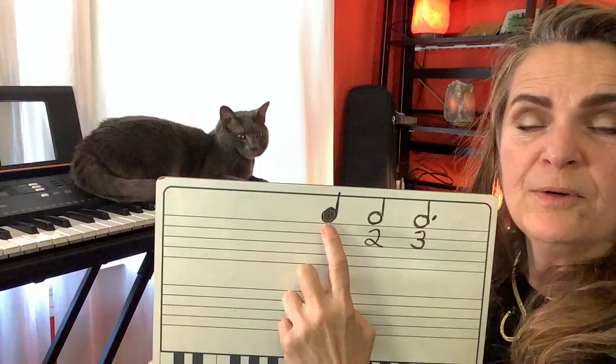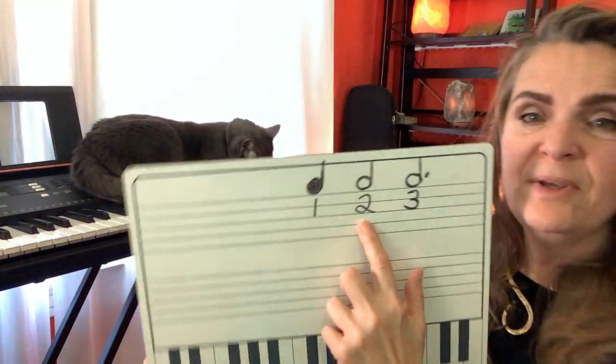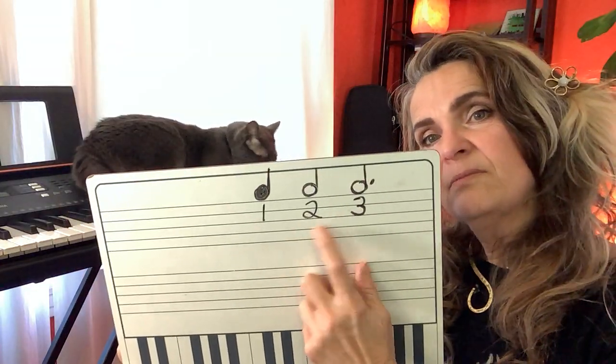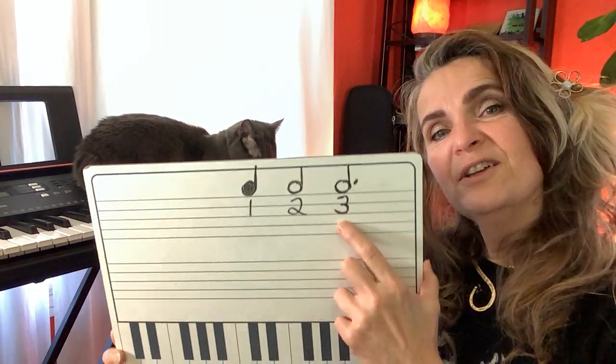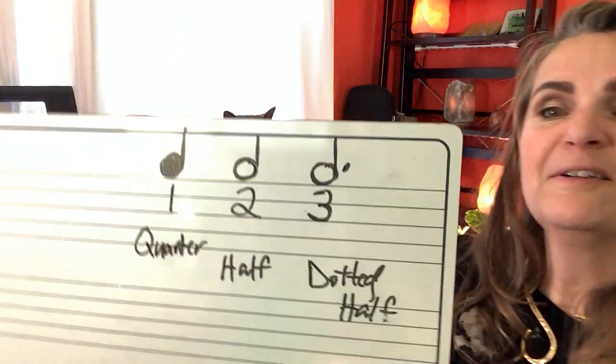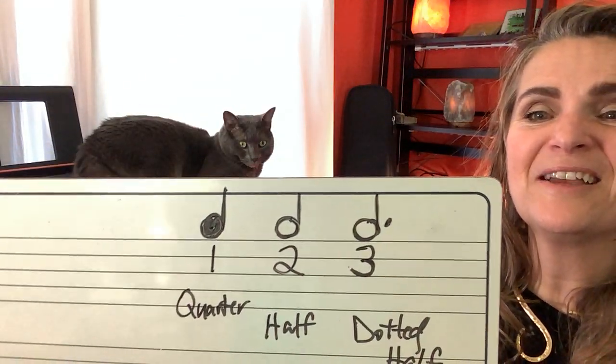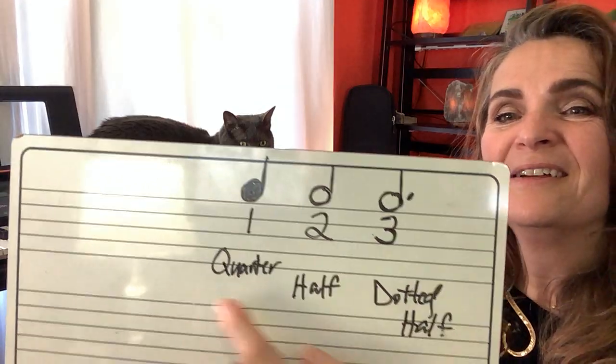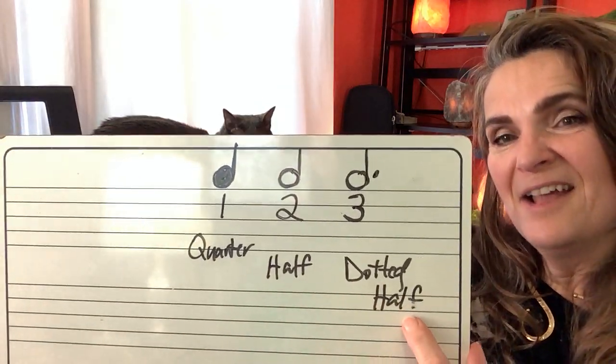The 1 beat note is called a quarter note. The 2 beat note is called a half note. The 3 beat note is called a dotted half note. So we have quarter, half, and then literally it's called a dotted half. So now you have 3 kinds of notes that sound: quarter note, half note, dotted half.